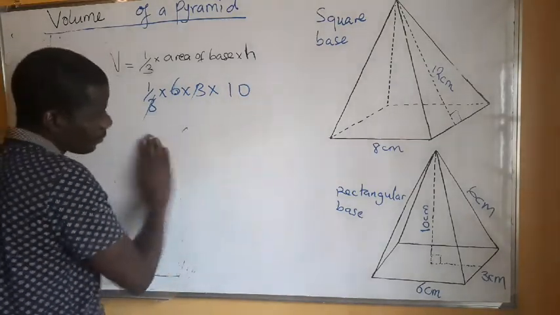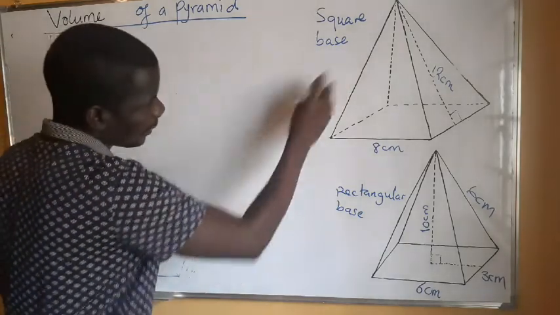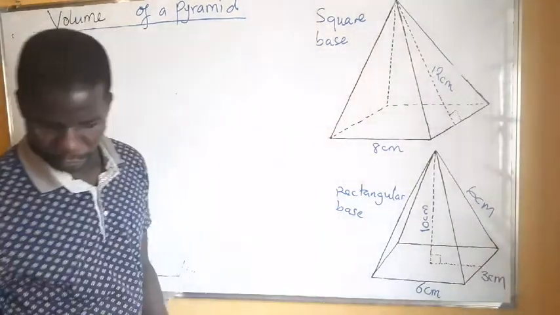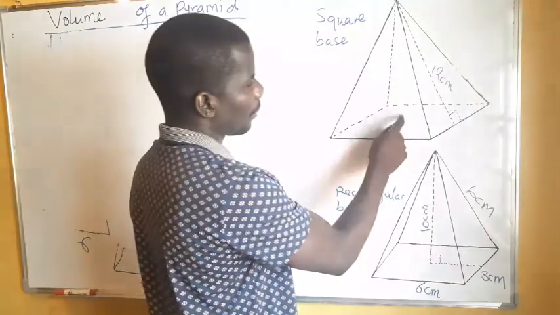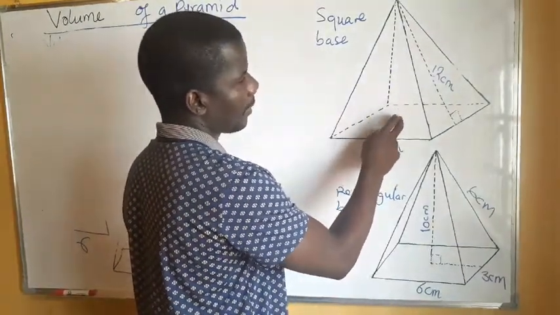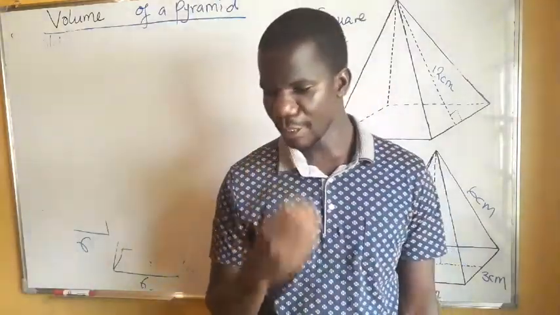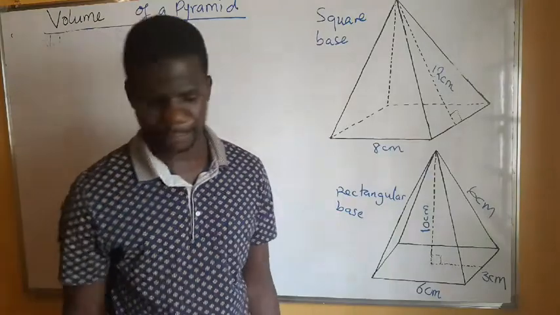Now please remember, and I want you to pay attention here. What is it that we've been given here? We don't have the perpendicular height here. Remember, to calculate the volume of a pyramid, we need the perpendicular height, the one that I demonstrated here.